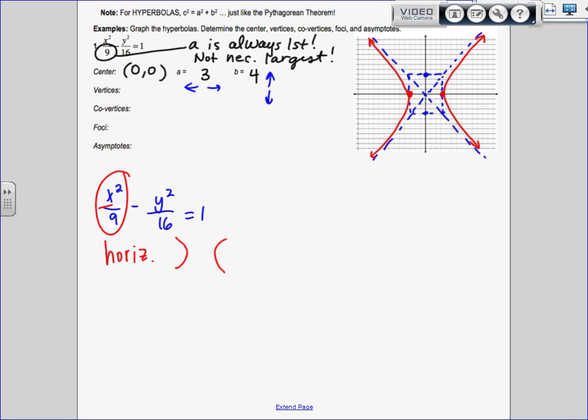Because it started with the x. If it starts with x, it's going to open like this. So like x squared is going to be like this. If you had a vertical, it would start with y squared, and it would open like this.